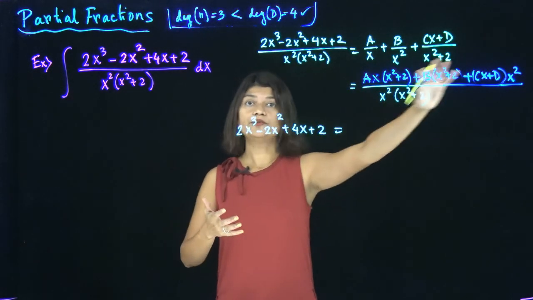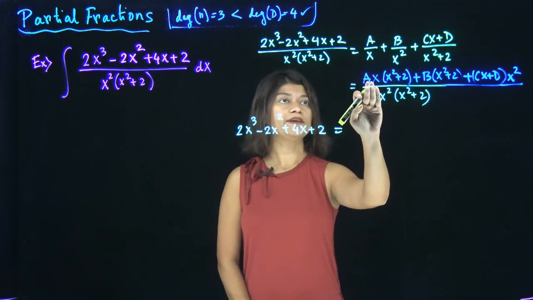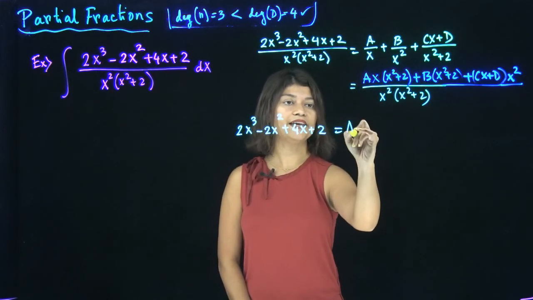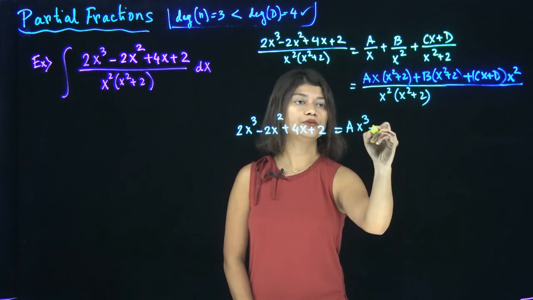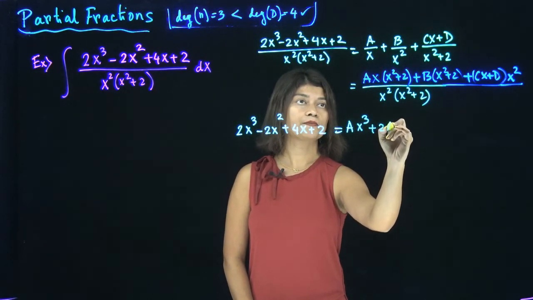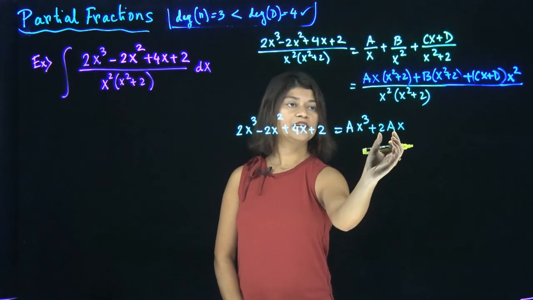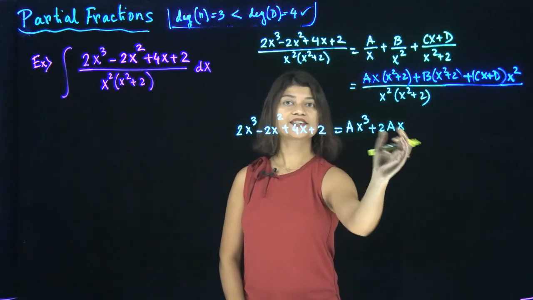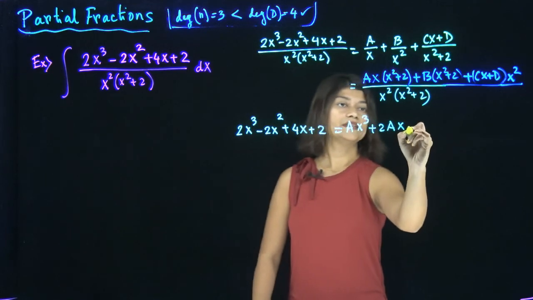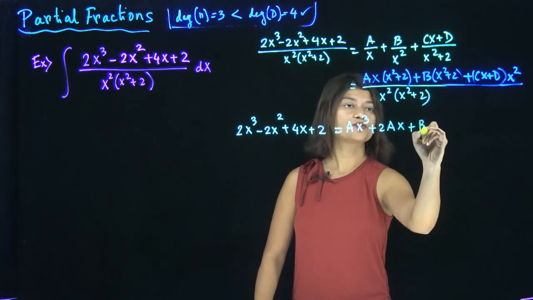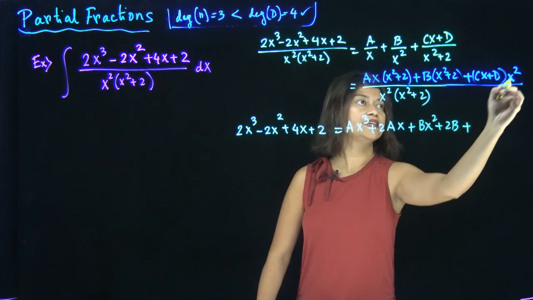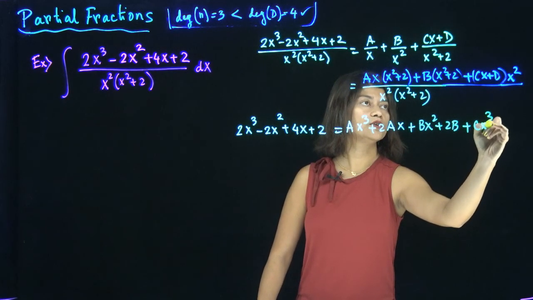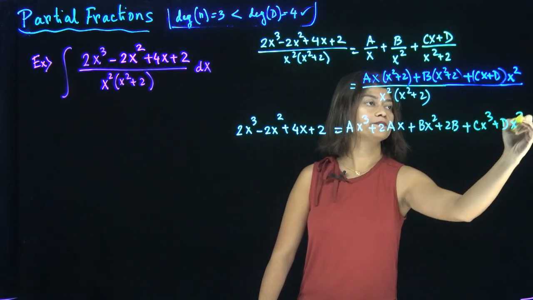So, distribute everything through. For example, so I have ax, x squared, so I will have ax cubed. Then ax and a 2, so 2ax. So see what I'm doing is I'm keeping the constants in the front and the x terms after it. Okay, then keep on going, bx squared plus 2b plus cx and x squared, so cx cubed plus dx squared.